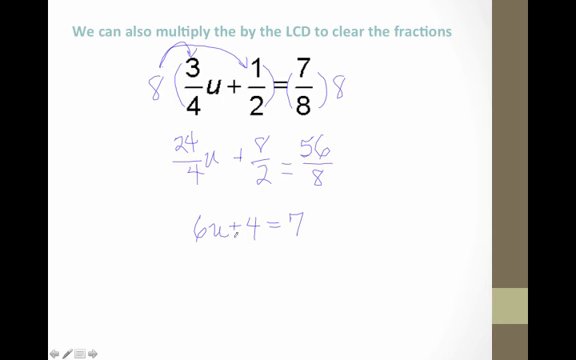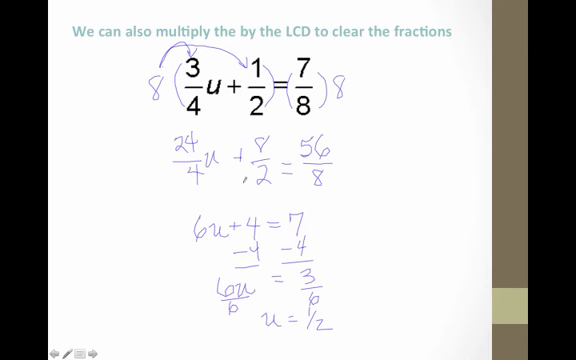So 6u plus 4 equals 7. Same process as before. Subtract 4 both sides. I have 3 equals 6u, divided by 6, divided by 6. U equals 1/2. Okay, now here's where I really need you to do the check step.